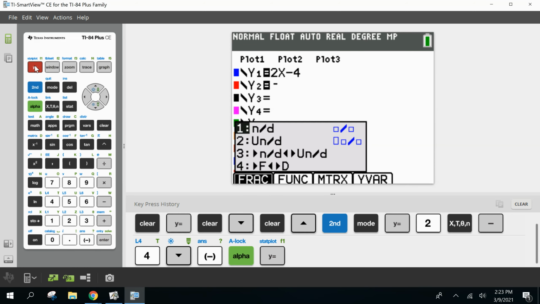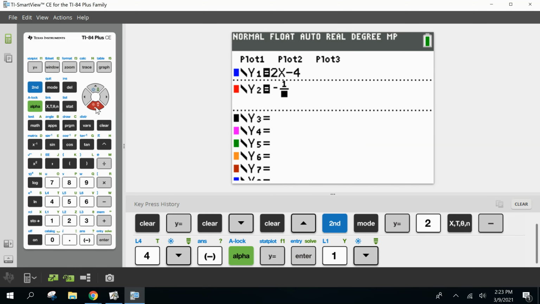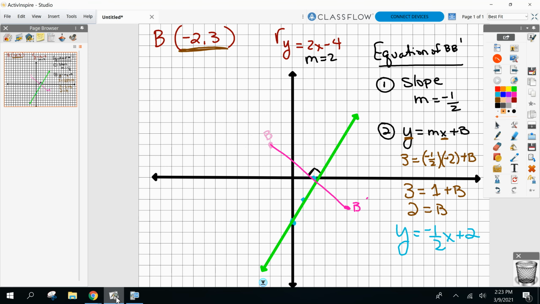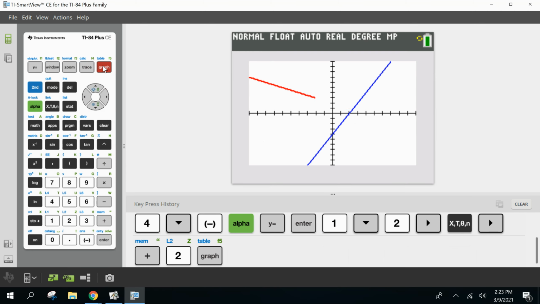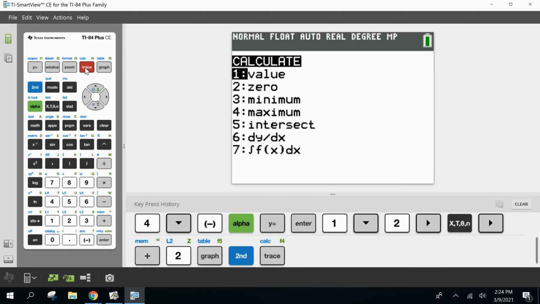So -1/2 x, forgot already, plus 2. Okay, graph. There are my two graphs. They look perpendicular on my screen. Now what I need to know is, where do they intersect? Because that's going to be the midpoint that I need. Where do they intersect? Slowly, very slowly again. Second trace, which is on the top row of your calculator. Second trace. Choice 5, intersect.